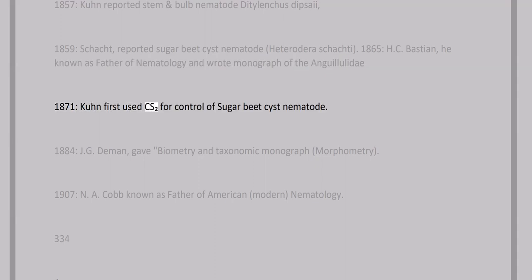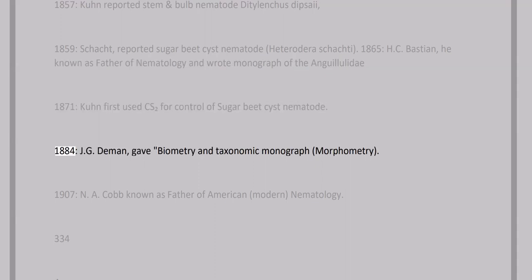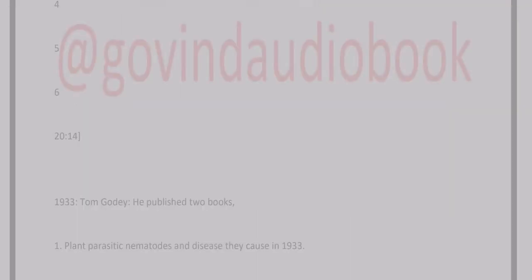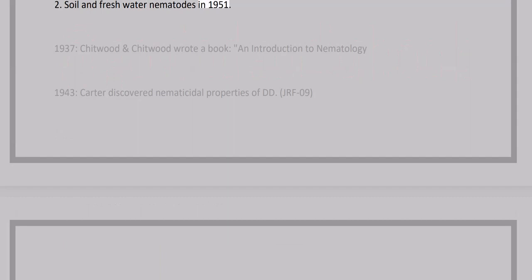1871, Kuhn first used CS2 for control of the sugar beet cyst nematode. 1884, J.G. de Man gave biometry and a taxonomic monograph, morphometry. 1907, N.A. Cobb, known as the father of American modern nematology. 1933, Tom Goodey published two books: 1. Plant parasitic nematodes and the diseases they cause in 1933. 2. Soil and freshwater nematodes in 1951.